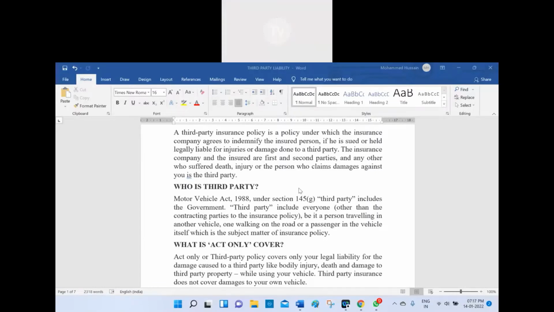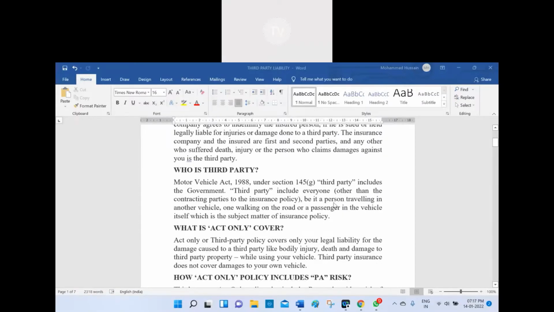So, who is the third party? Under the Motor Vehicle Act 1988, Section 145, Clause G, third party includes the government. Third party includes everyone other than the contracting parties to the insurance policy. You eliminate the insurer and the insured, the first and second party, and whoever then comes forward claiming the amount is called the third party.